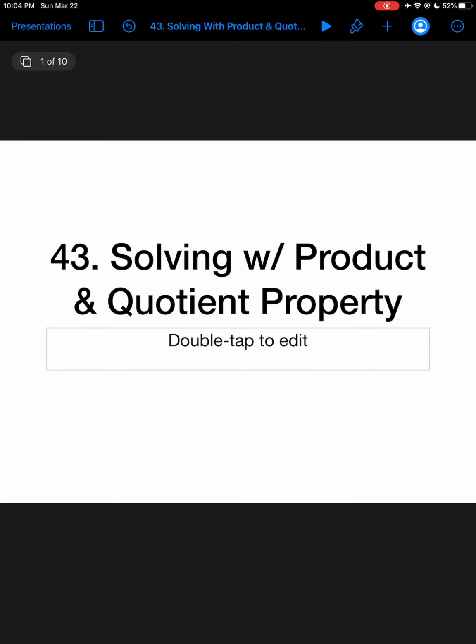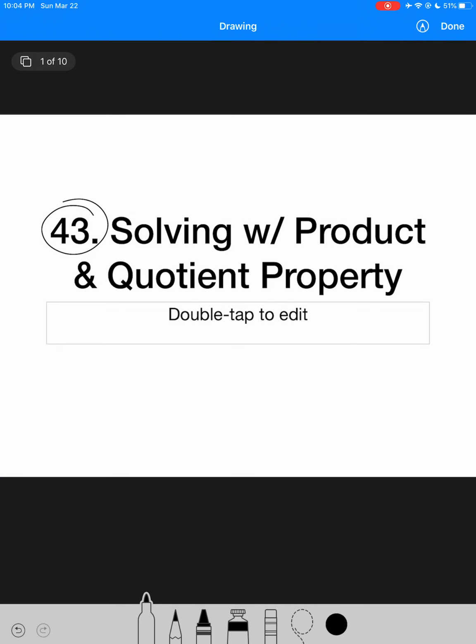All right. Hello, everyone. This is the second lesson. This is lesson number 43. We're continuing with the unit of how to solve exponential and logs. Specifically, this lesson is on how to solve logs with the product and quotient property.